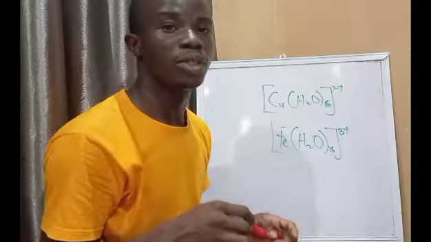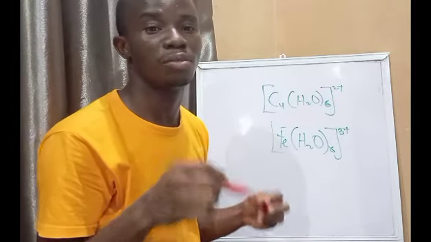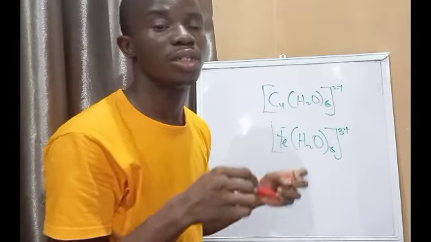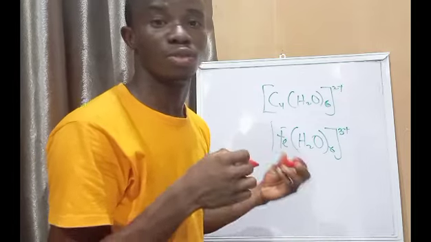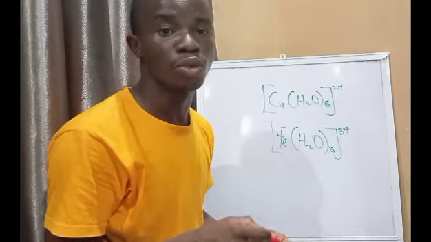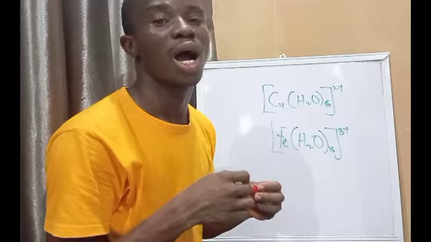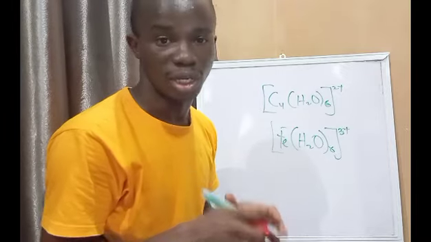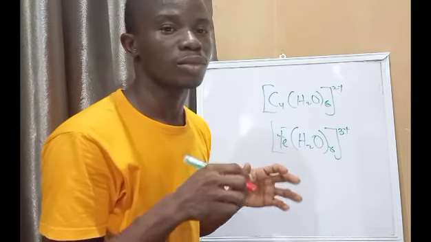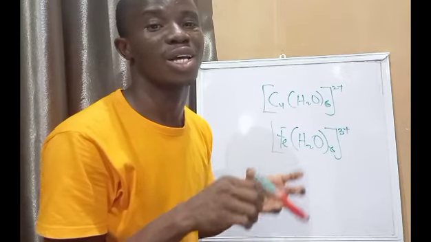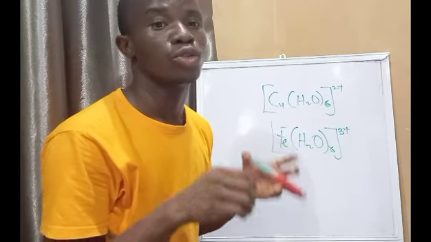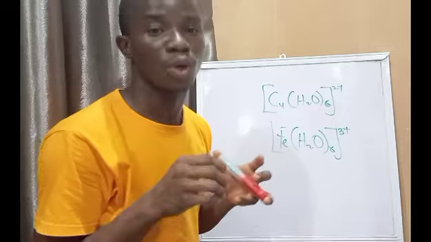So in a metal complex, you always have a metal which is coordinated to some molecules, which can either be neutral or even charged, and these molecules that are coordinated to the central metal are called the ligands. And majorly in metal complexes, transition metals usually serve as the central metal to which the ligands are coordinated.